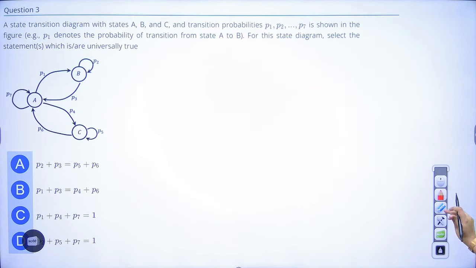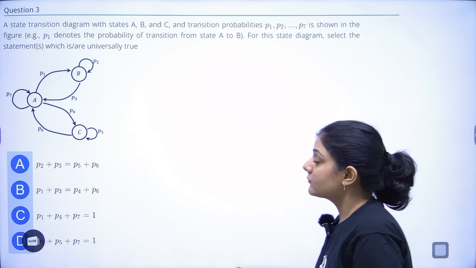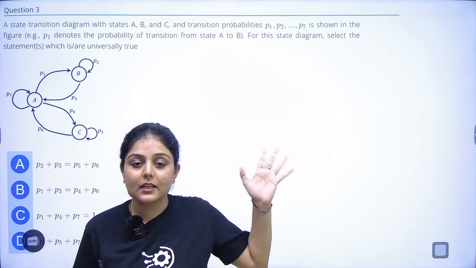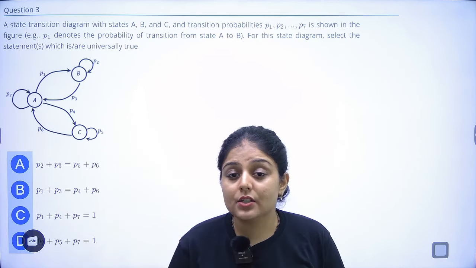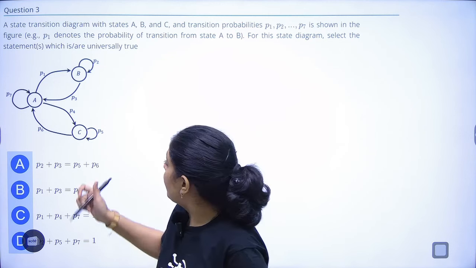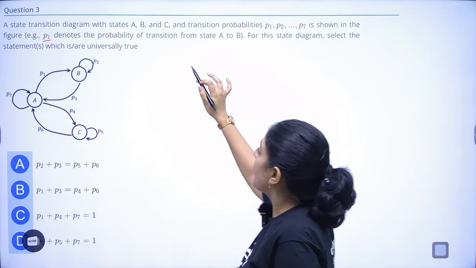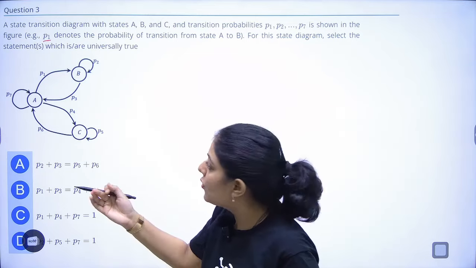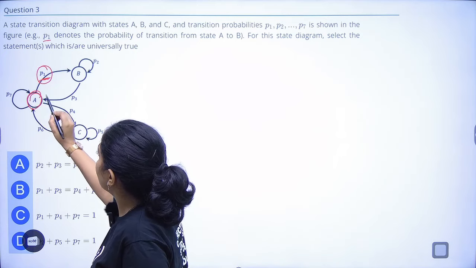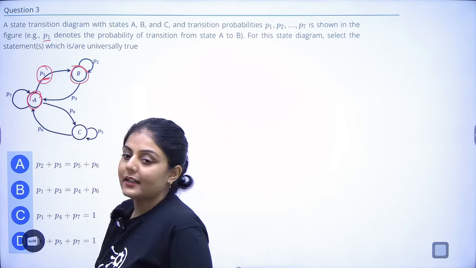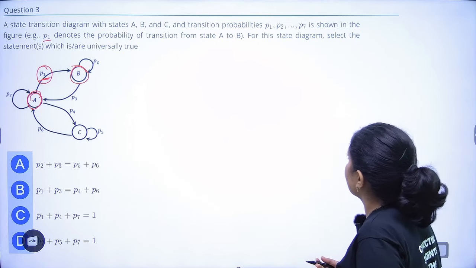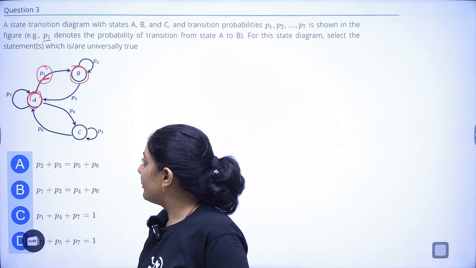Okay, so this question is on state diagrams. The question says that a state transition diagram with states A, B and C and transition probabilities from P1 to P7 is shown in the figure. What does P1 mean? P1 denotes the probability of transition from state A to B, that is, the probability that state A will change to state B. They are asking which of the following statements will be true for this state diagram.